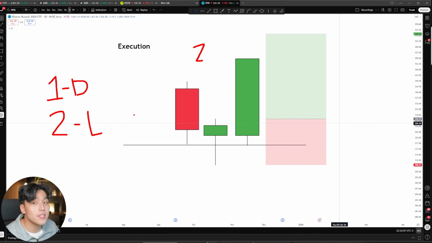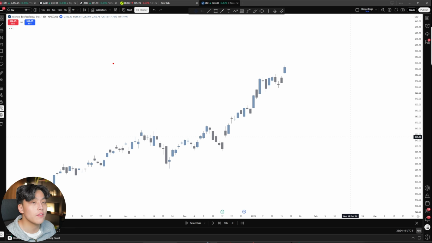So right here is the entry model, but now we have to combine it all together to give us those high probability setups. So now let's go into some examples that I took in real time to show you exactly what I'm looking at. So first things first, we're going to have to go in order. So what we want to do is figure out the direction of the markets. Where is the market heading? Are the buyers in control or are the sellers in control?